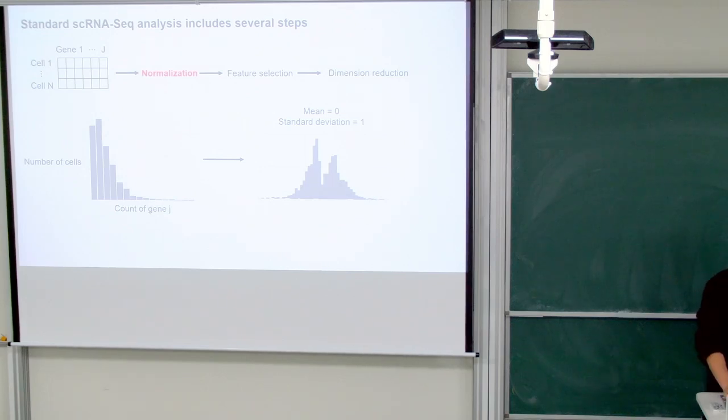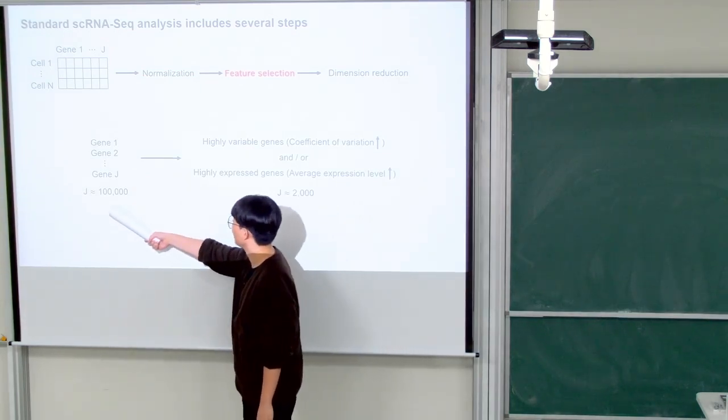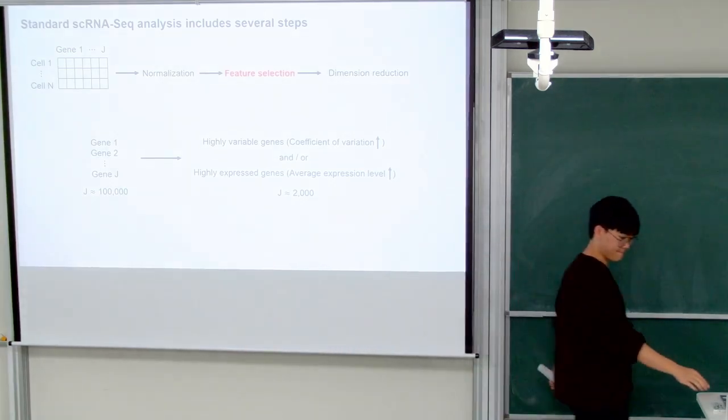And secondly, feature selection. Because in the original data, there are about 100,000 genes. So the dimension is too high. Can we go back? Okay.